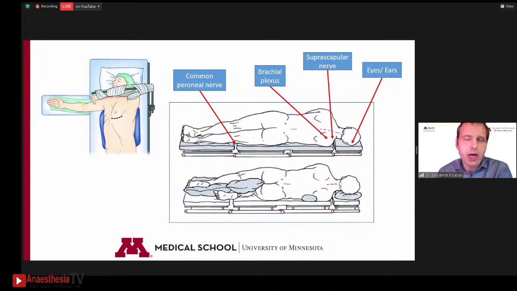Now, for thoracotomies, depending on the exact approach chosen by the surgeon, whether more anterior or lateral, it would be important to position the patient accordingly. And another part to pay attention to would be the upper arm in terms of positioning.